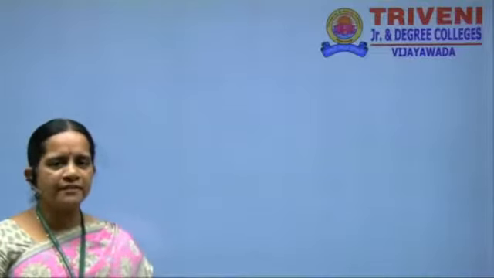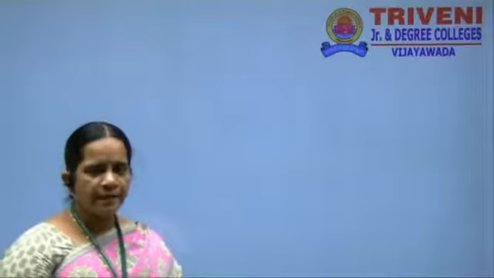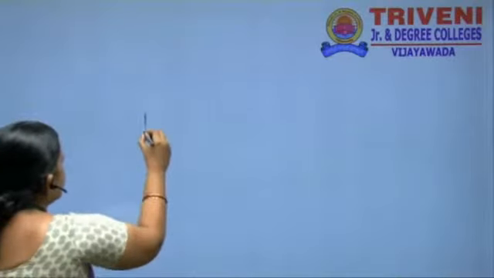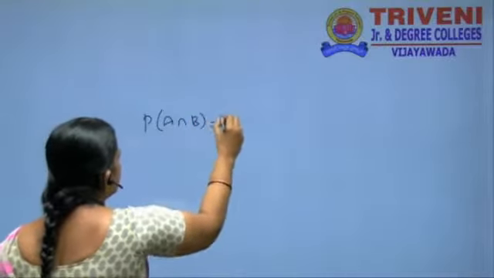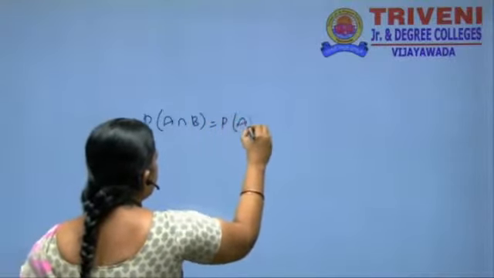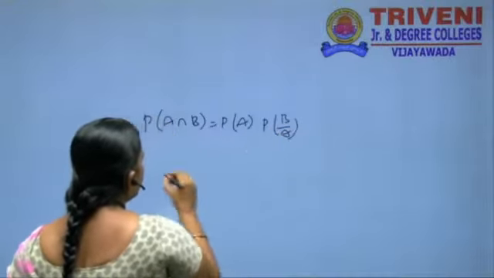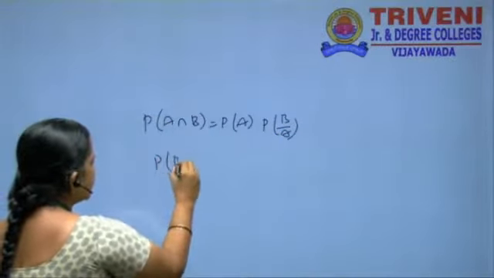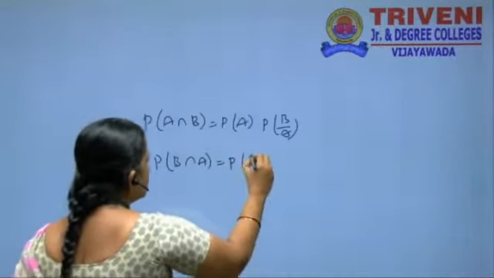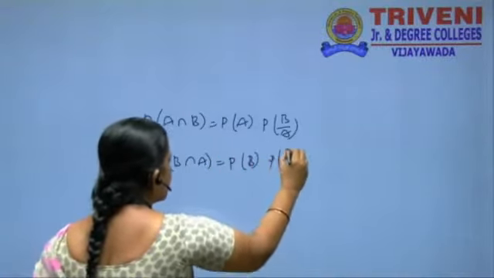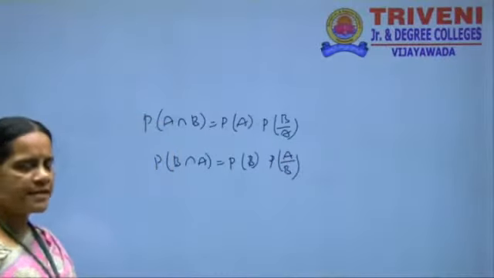Today I am also discussing some problems on the multiplication theorem. The multiplication theorem is: P of A intersection B is equal to P of A into P of B by A, and P of B intersection A can be written as P of B into P of A by B. This is the statement of the multiplication theorem.